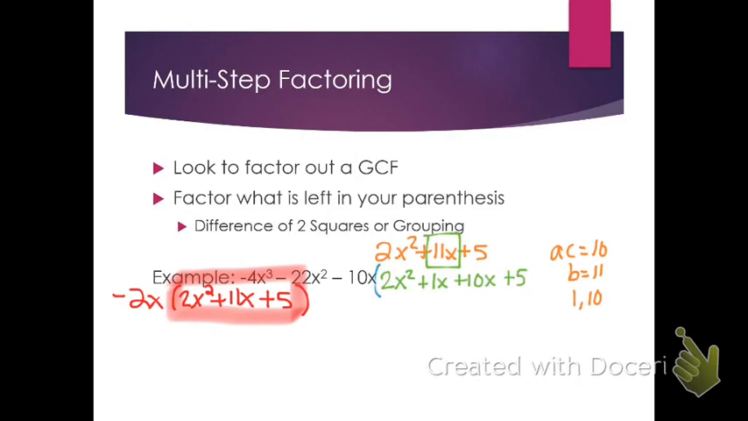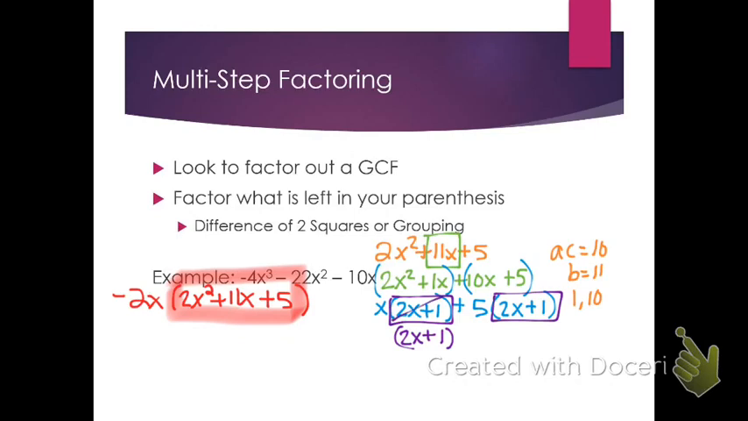I group the first two terms together and group the second two terms together and look for GCFs. 2x squared plus 1x has a GCF of x. Factor that out. Copy the plus sign. 10x plus 5 has a GCF of 5. Factor that out. If I've done that correctly, I should have a common binomial that I can factor out.